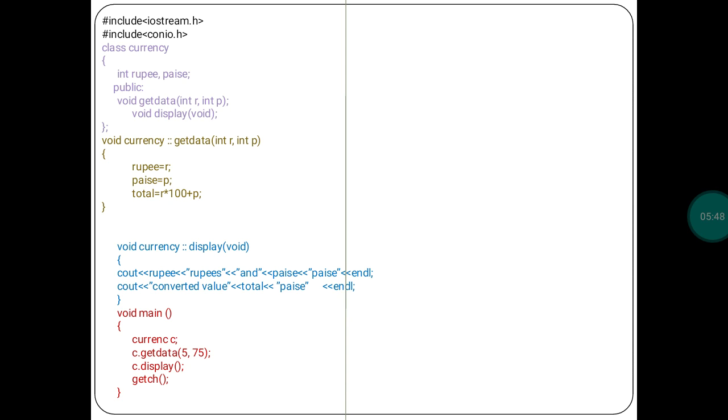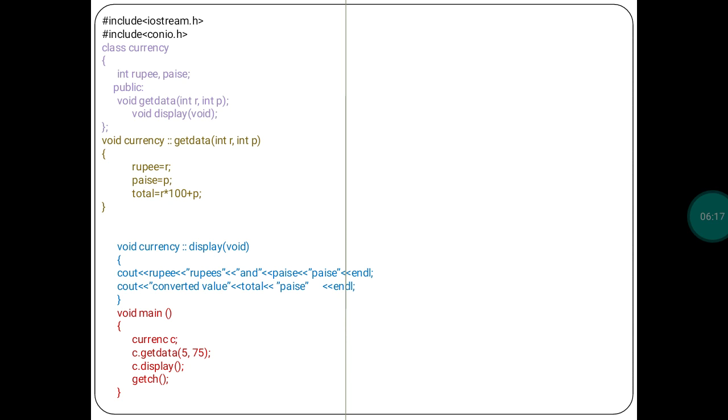We have written here in main member function, in get data member function, we have written R and P. So what is the R value and P value? In this program we have not inputted any value, but they are used here. R and P are the two variables, two arguments. We have to pass the value for that get data member function, that R value and P value.